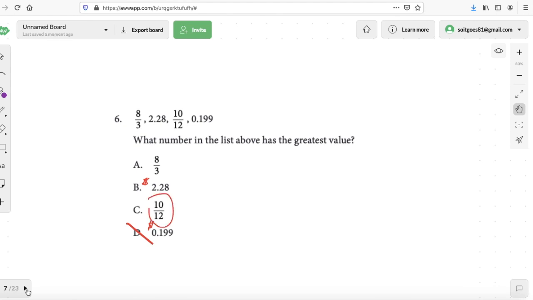You've got a pizza that you split into 12 slices. You have more than half the pizza. But if you've got 10 out of the 12 slices, you still have less than 1 pizza. That's a lot of pizza, okay? But it's less than a full pizza. So it's less than 1.